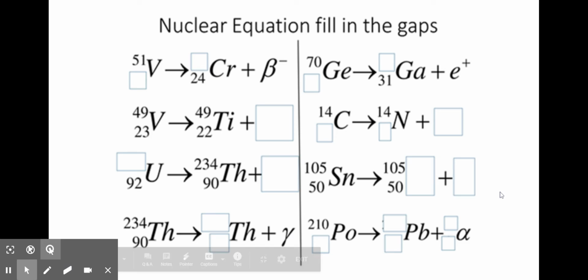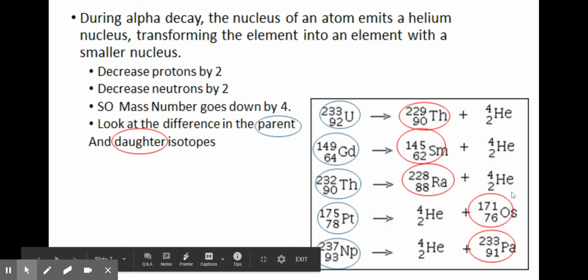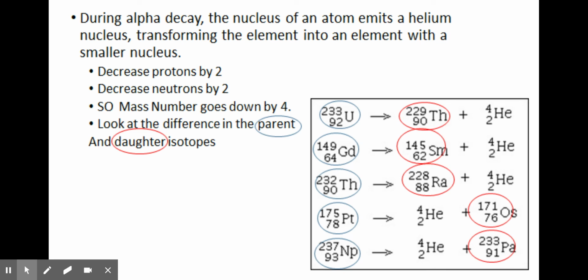Okay. Moving on. So let's talk alpha decay. During alpha decay, the nucleus of an atom emits a helium nucleus, and that's going to transform the element that we started out with into an element with a smaller nucleus. Well, what happens here? We're decreasing the number of protons by 2. We're decreasing the number of neutrons by 2. So the mass number goes down by 4.